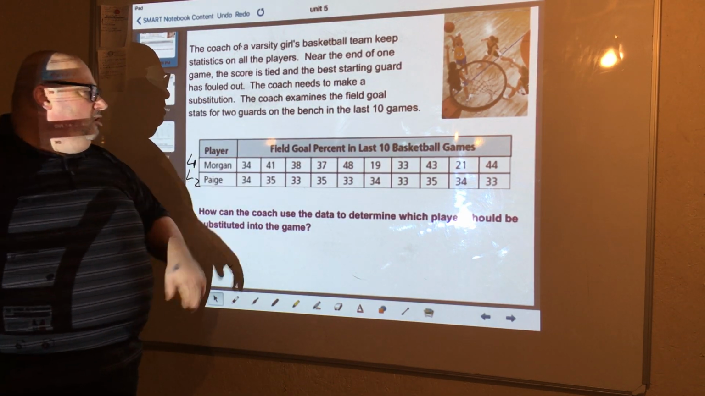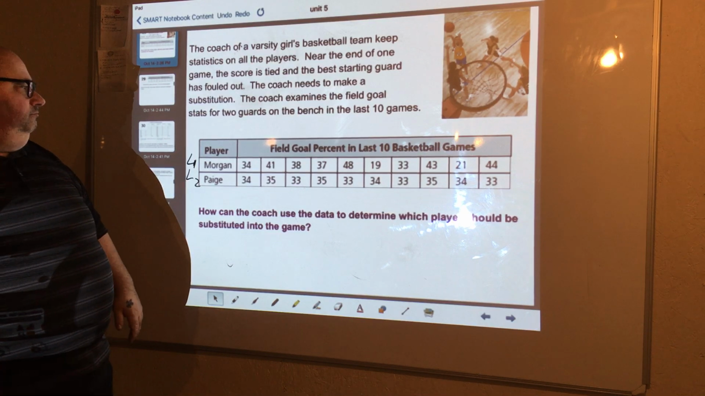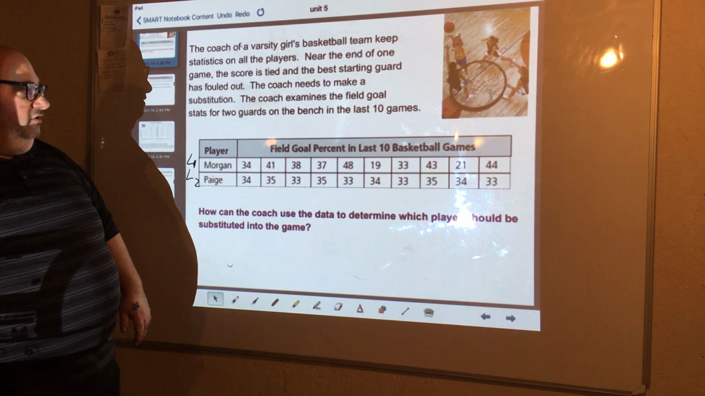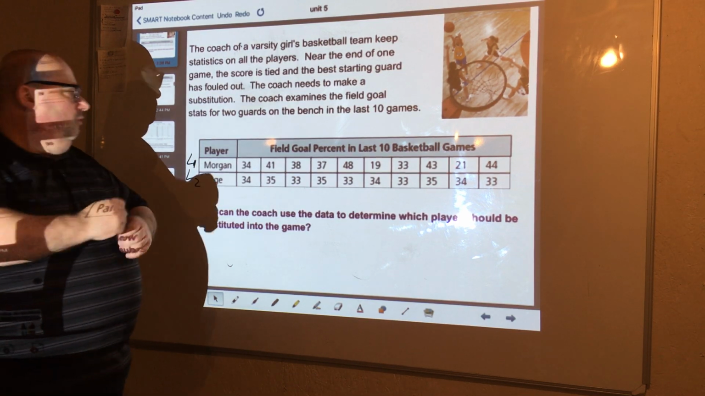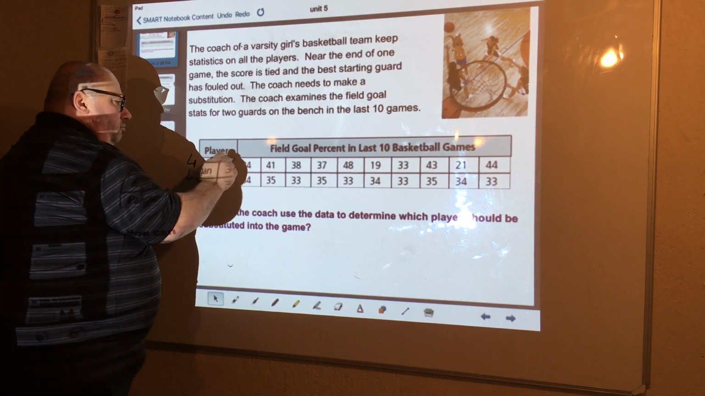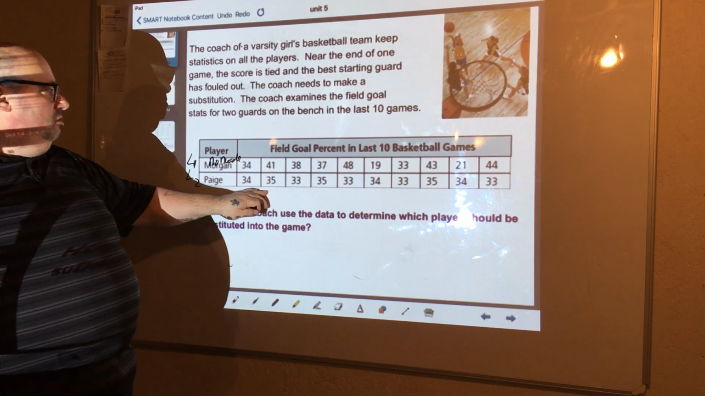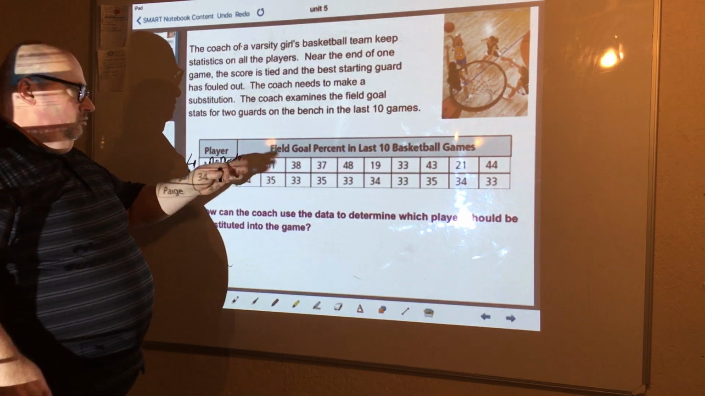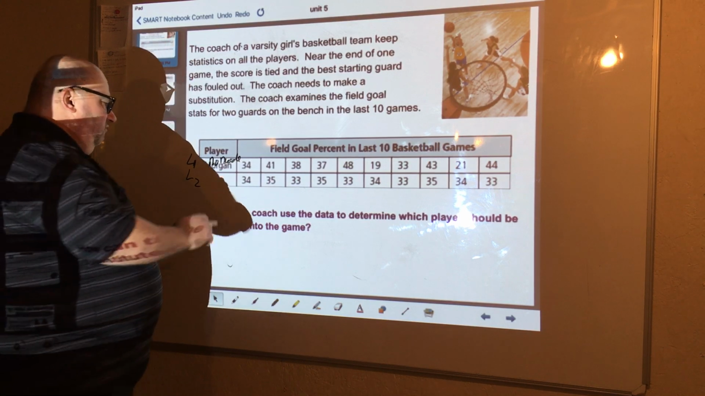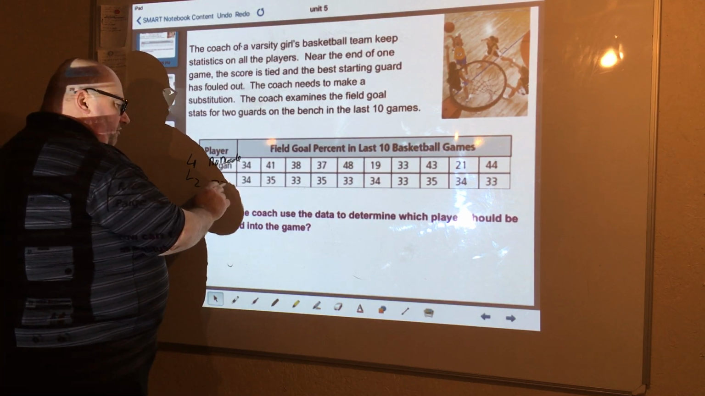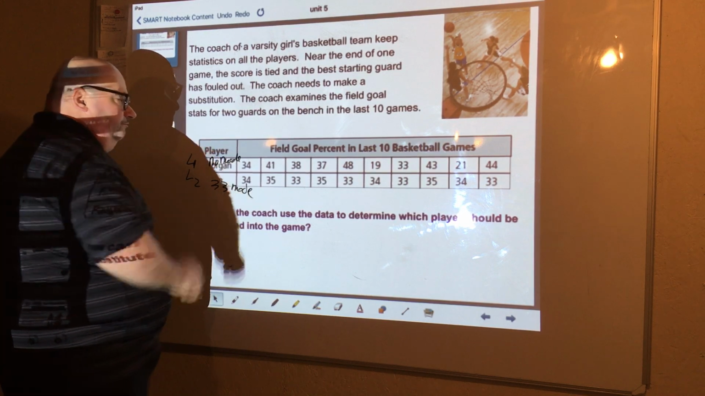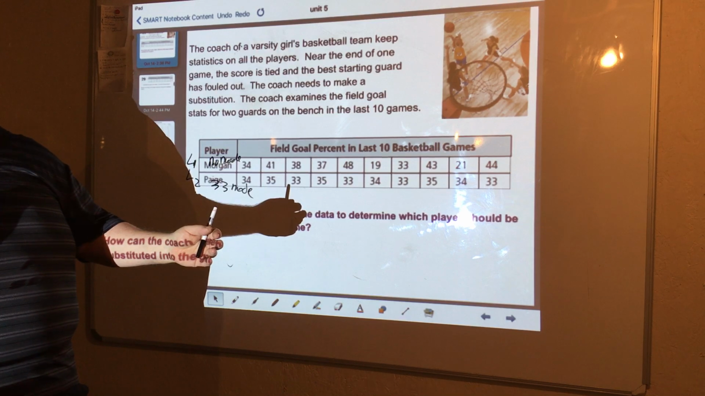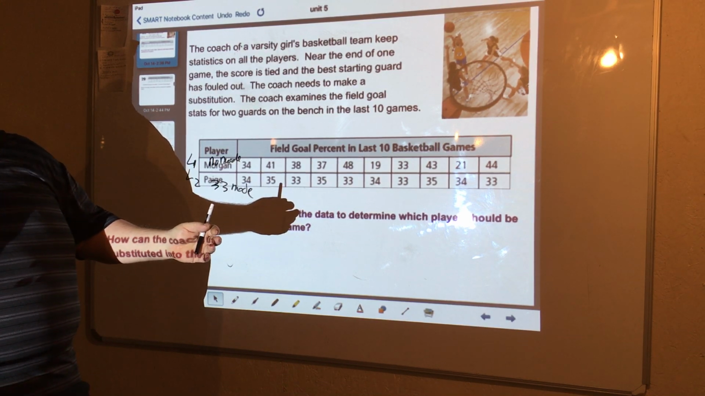One of the things that we can do right now that we've already done before, let's look at Morgan. What number appears the most often? Is there a number that appears? I don't think so. It doesn't look like it, right? So for her, there is no mode. For Paige, 33. One, two, three, four 33s. I can go through my list. So 33 is the mode. Does that help us with deciding which one is better? I don't know. No. Okay.